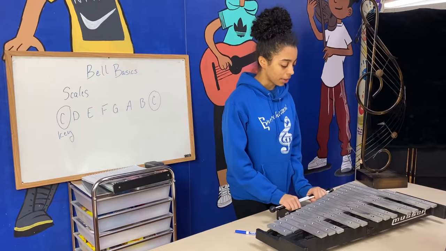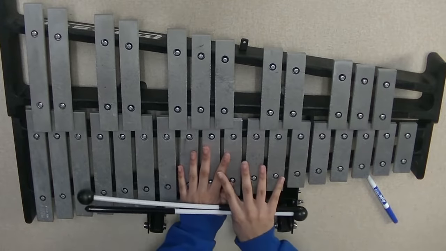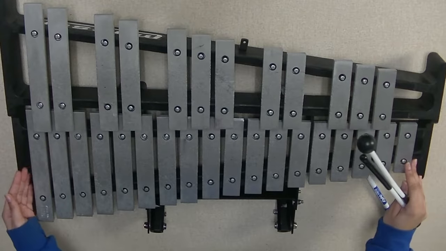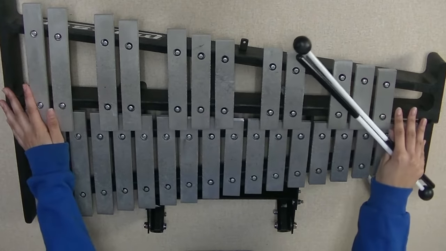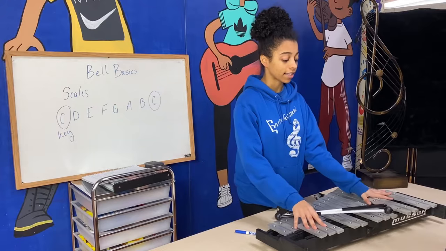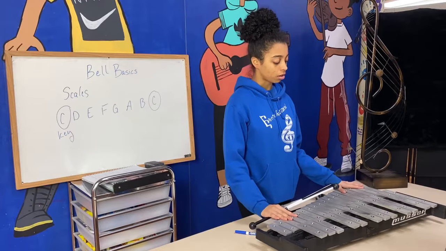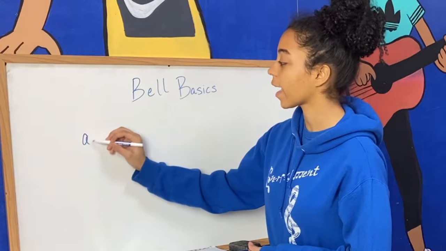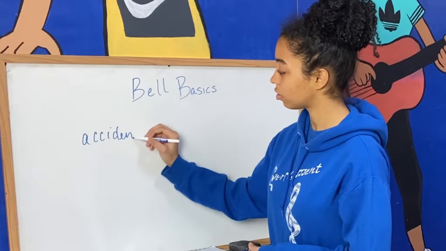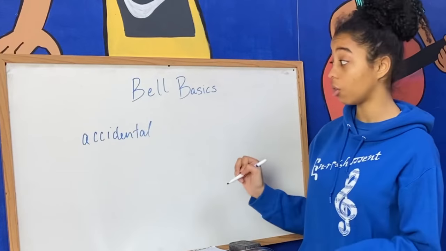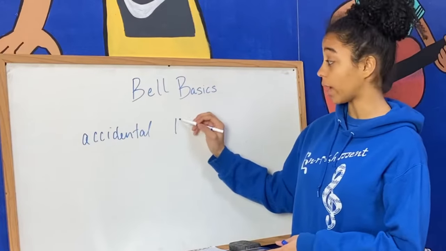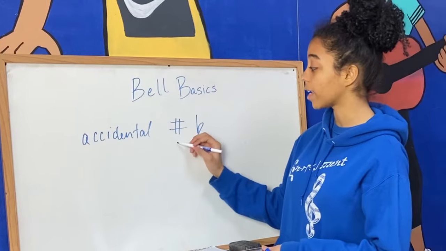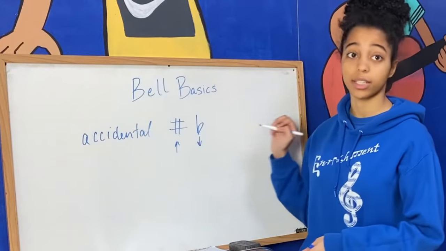So if we look at the bells and compare it to a piano, our bottom keys are our naturals, or our white keys. Our top keys are our black keys on the piano, or our accidentals. So the bottom ones are our naturals and the top are our accidentals. So an accidental is a raised or lowered note, which is shown by a sharp sign or a flat sign. This raises the note and this one lowers it.